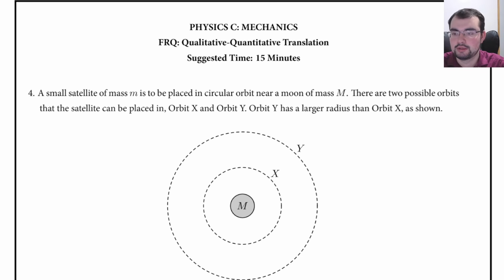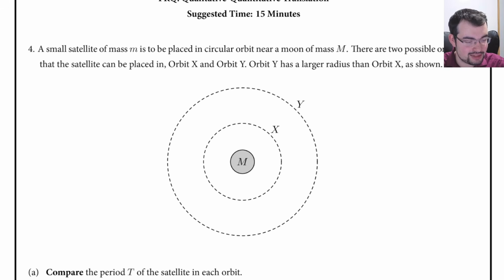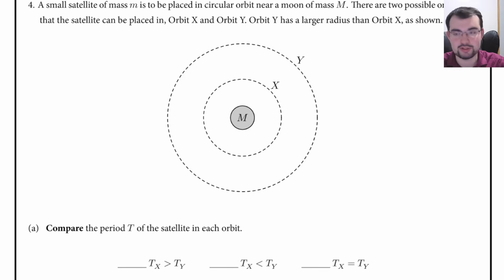QQT is always my favorite. Finding ways to do it with and without math. A small satellite of mass little m is to be placed in circular orbit near a moon of mass big M. There's 2 possible circular orbits. We have the small orbit X and the large orbit Y.